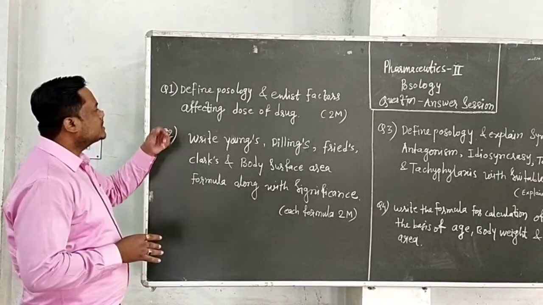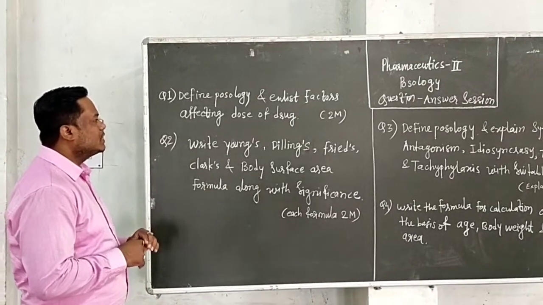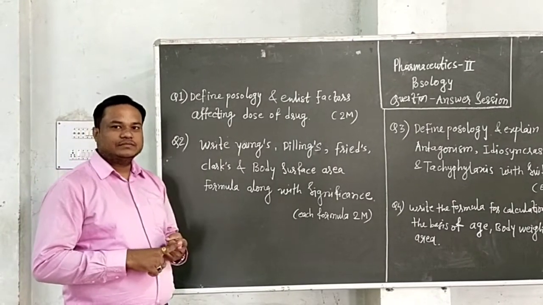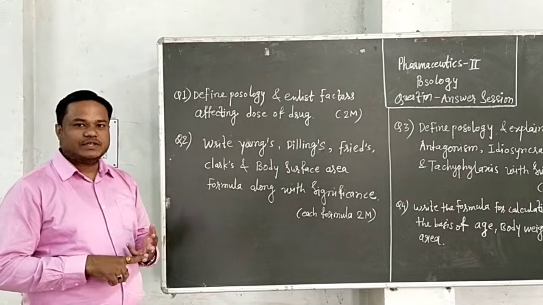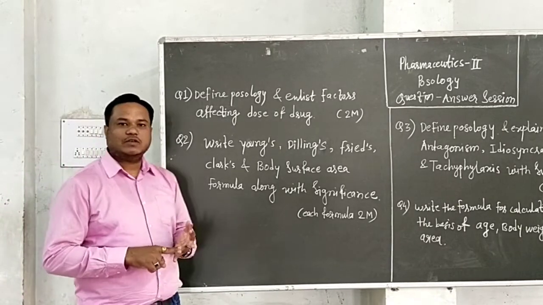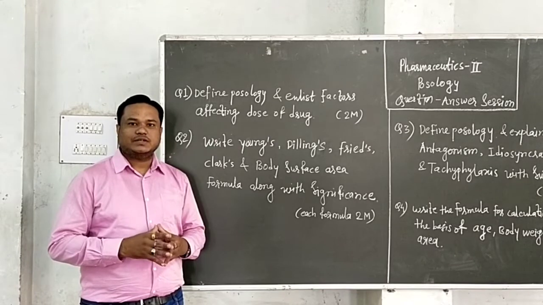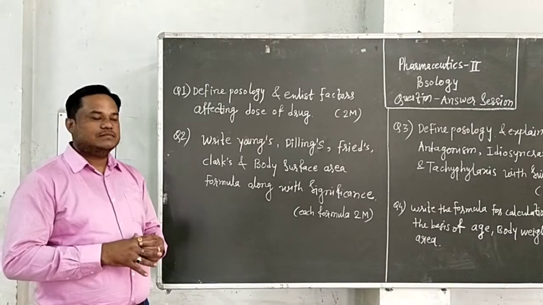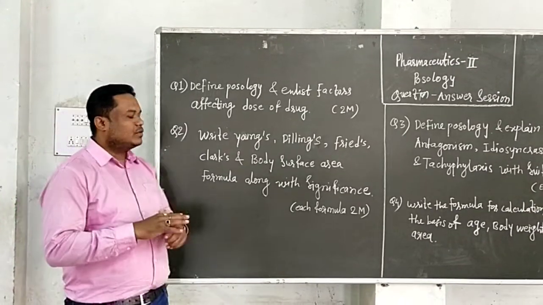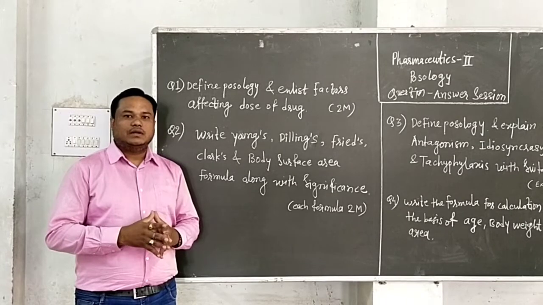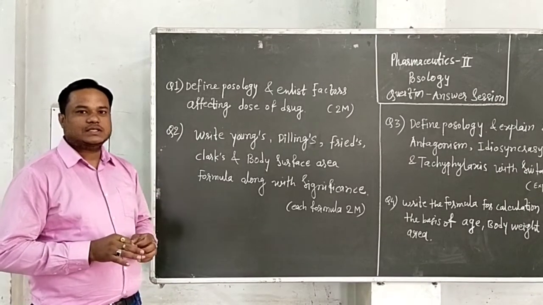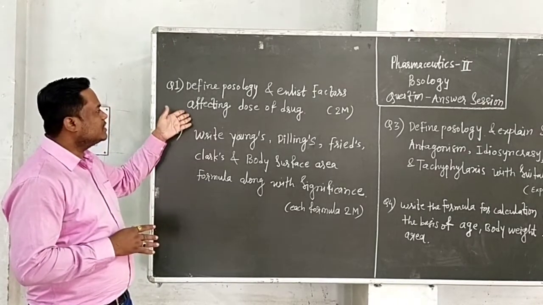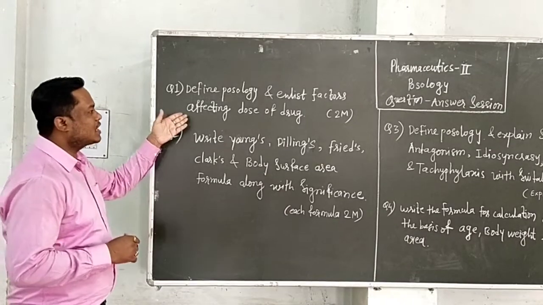And second, we have to enlist the factors affecting dose of drug. There are total 16 factors. The first factor is age, then sex, then body weight, then route of administration, then time of administration, then environmental factor, then emotional factor, then accumulation, presence of disease, then additive effect, then synergism, then idiosyncrasy, then tolerance, then tachyphylaxis, and last is metabolic disturbances. These are total 16 factors affecting the dose of drug. This question is asked for 2 marks.